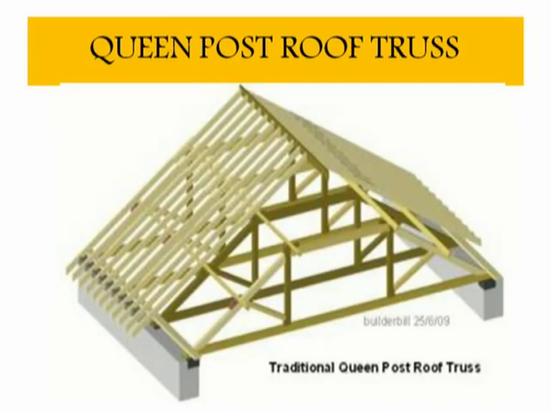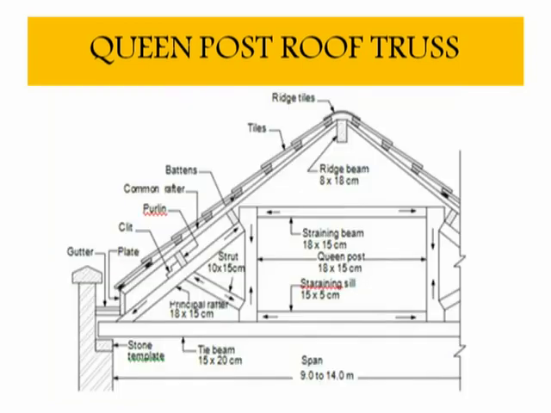Another type of truss is the queen post roof truss. Here you see a picture of the queen post truss. Two small vertical members in the truss are visible. They are known as queen posts. That's why the name of this truss is the queen post truss.